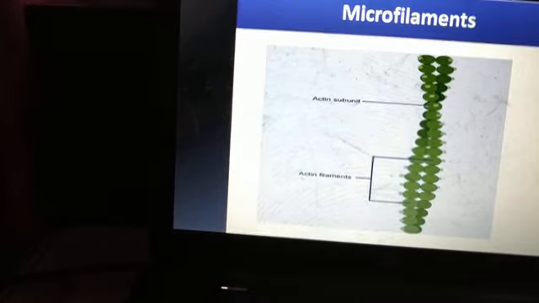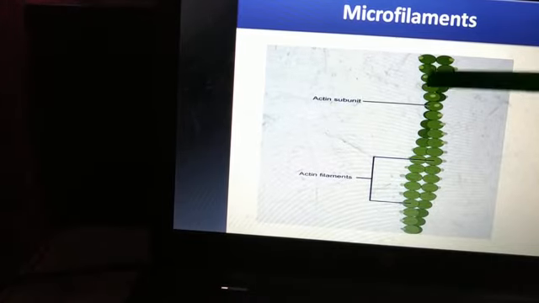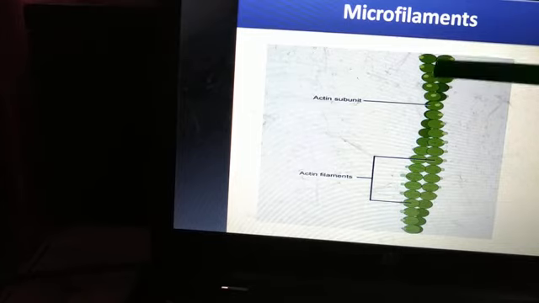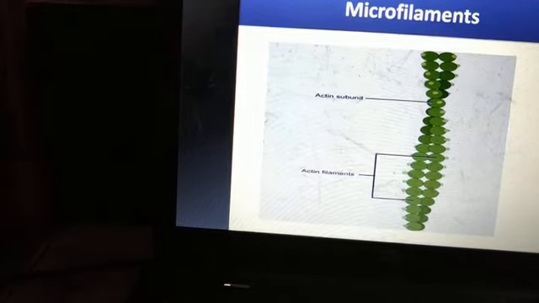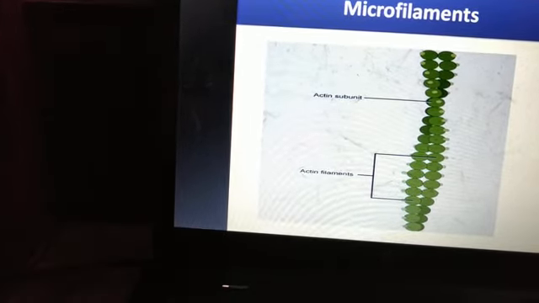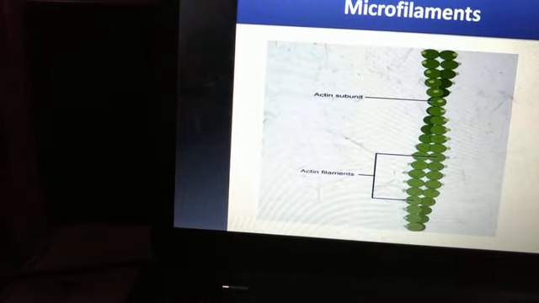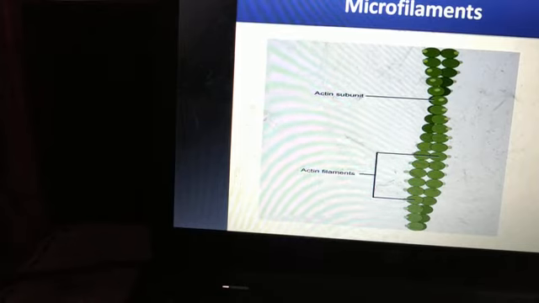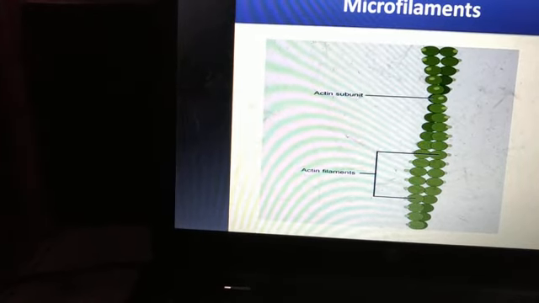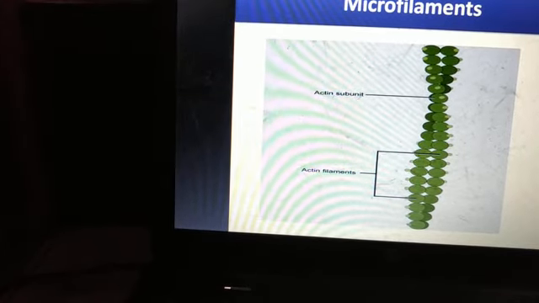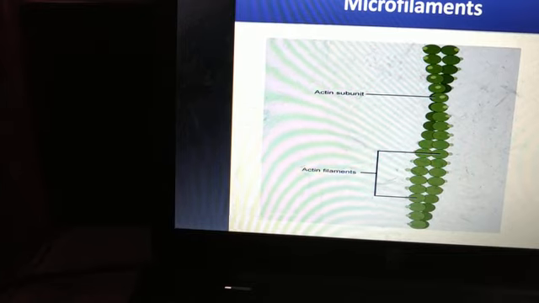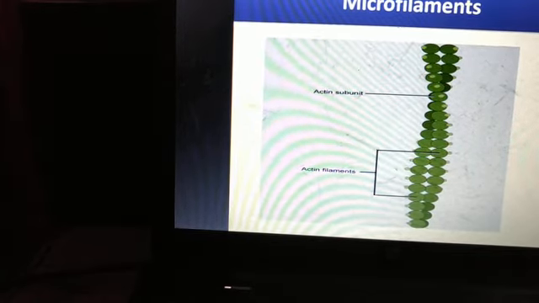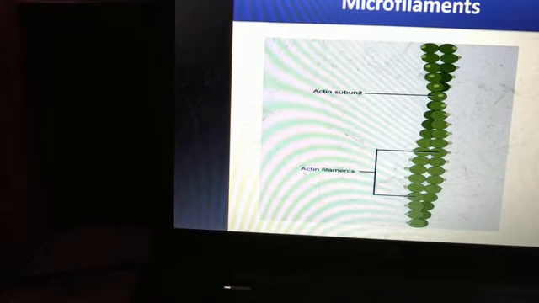And this microfilament, they appear as a sheet or a bundle. Now when I say functions of microfilament, they are involved in endocytosis and exocytosis. And apart from endocytosis and exocytosis, evidence has been suggested that microfilaments are also involved in the movement of the cell also.